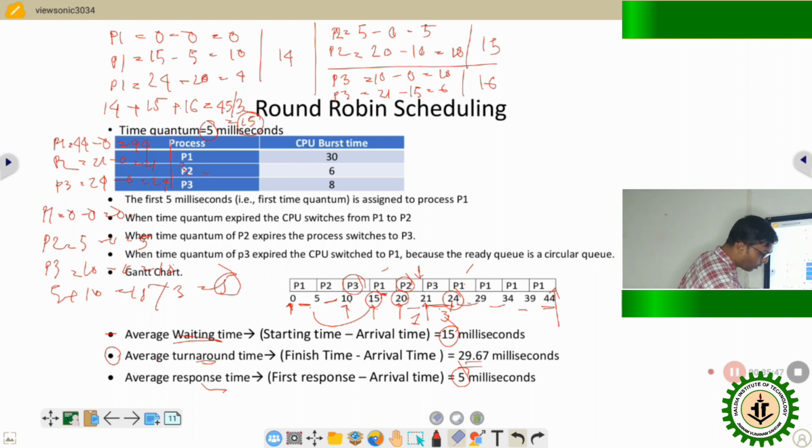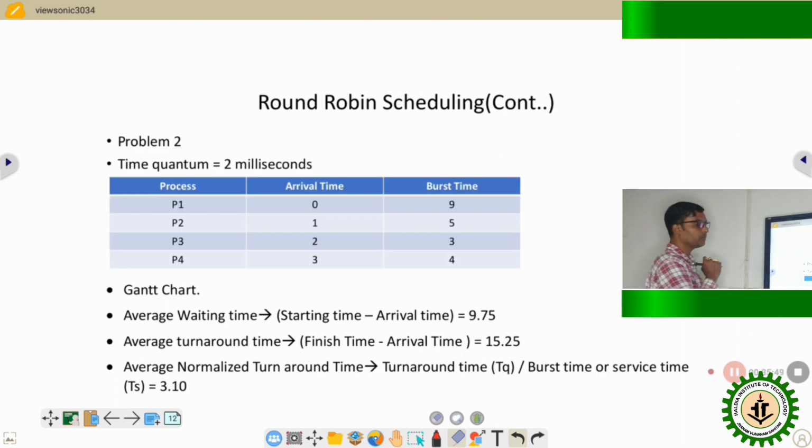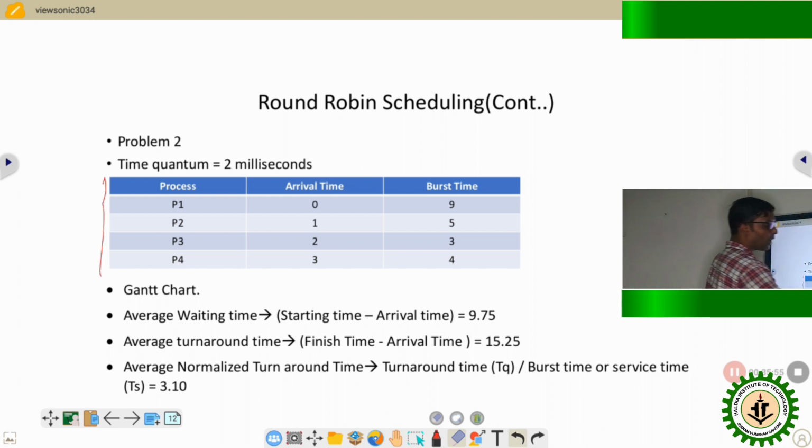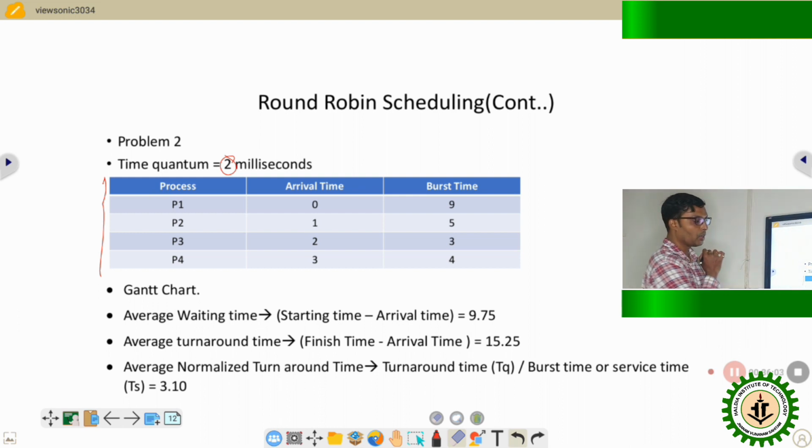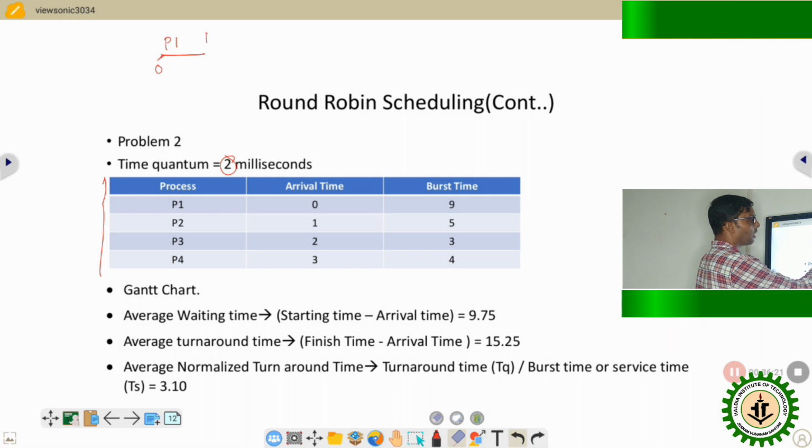One more example of round robin scheduling. See that here the problem statement says that arrival time is given and the burst time is this one, and the time quantum is 2 milliseconds. So how to construct the Gantt chart? The rest of the process is the same, the waiting time, turnaround time and average response time calculation. So first the process P1, arrival time of process P1 is 0, so we'll start here, and the time quantum is given, so 2 milliseconds.